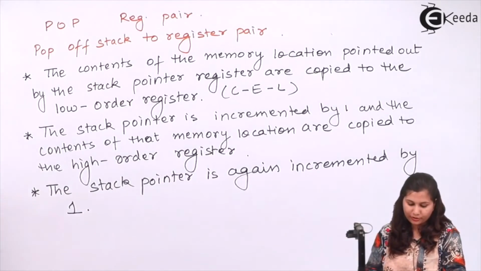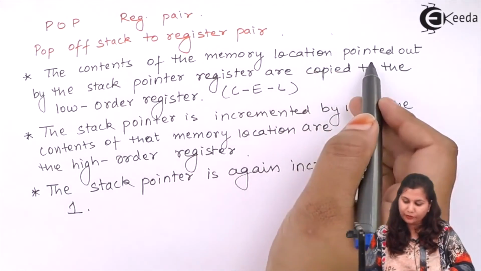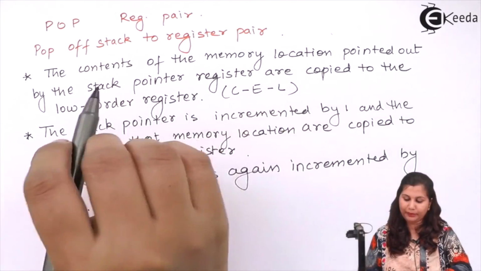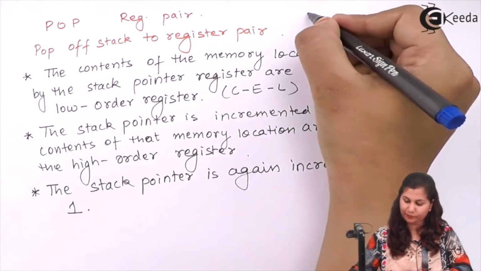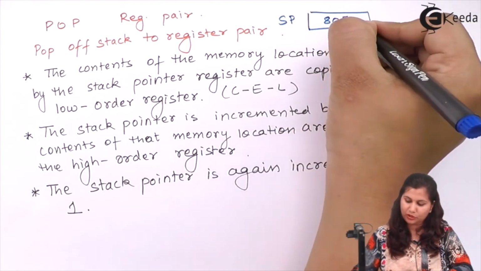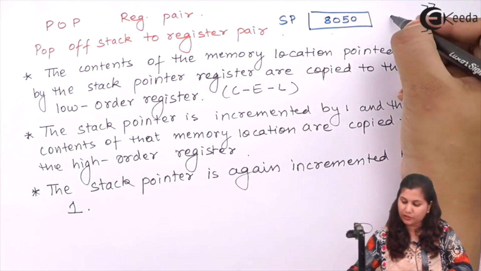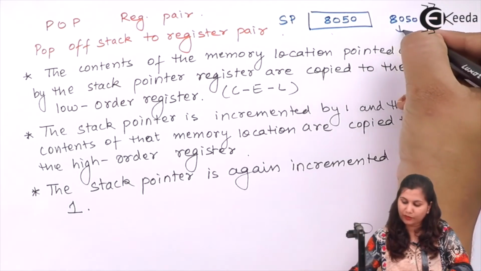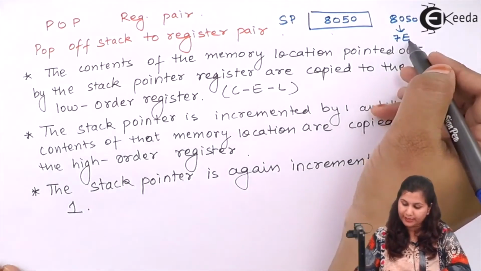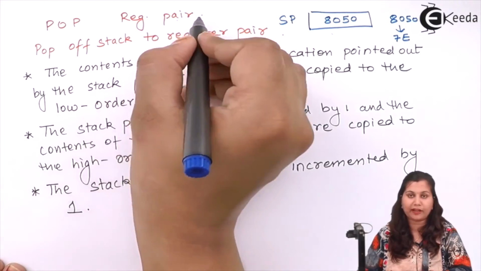So this instruction, POP, pops off the stack to the register pair. The contents of the memory location which is pointed to by the stack pointer register are copied to the lower order register. Now suppose the stack pointer is initialized to memory location 8050, and at 8050 we have the content 7E. So this content will be copied to the lower order register which is specified here.